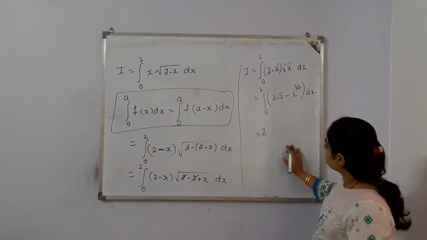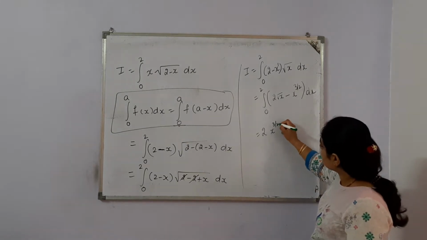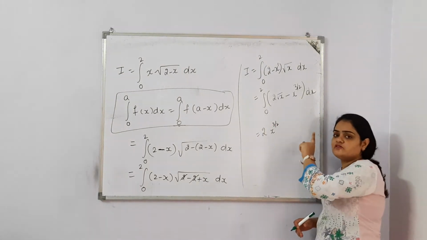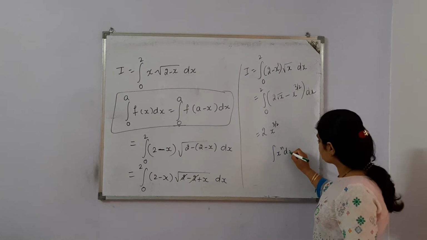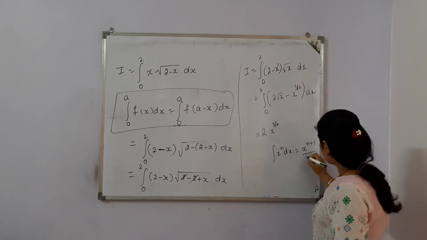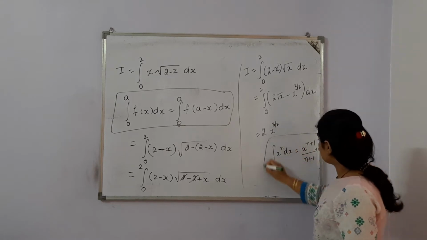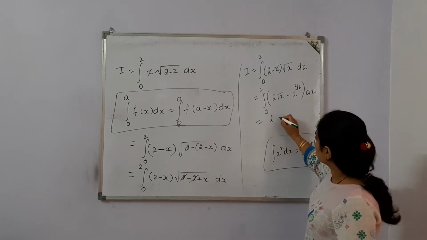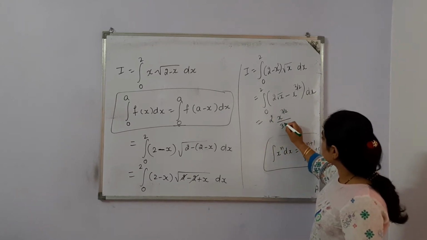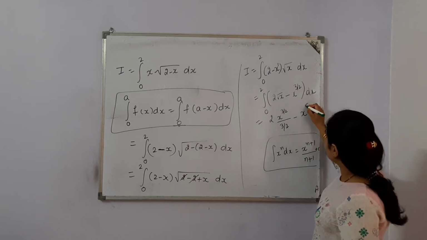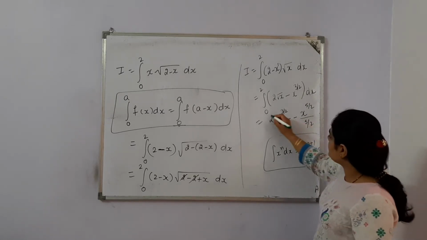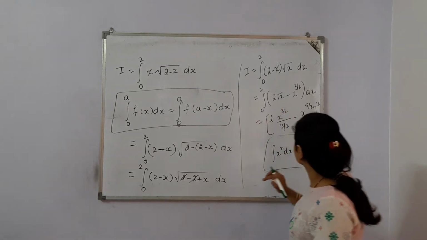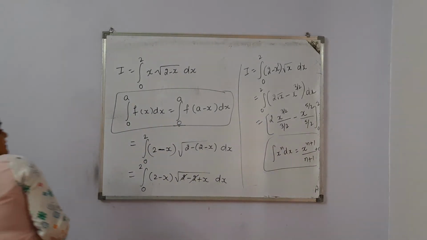2 is a constant, I can write it out. X raised to power 1 by 2 plus 1, because here is the integral formula: x raised to power n's integral is x raised to power n plus 1 whole upon n plus 1 plus c. So we are going to apply this very formula. 2 x raised to power 3 by 2 whole upon 3 by 2, minus x raised to power 3 by 2 plus 1, which is 5 by 2, upon 5 by 2, and the limits are 0 to 2. Now we'll substitute the limits.